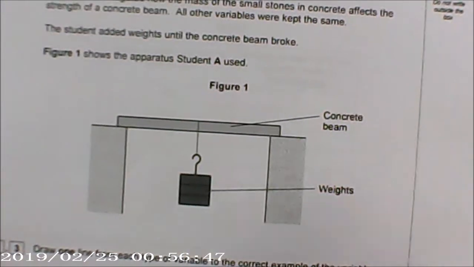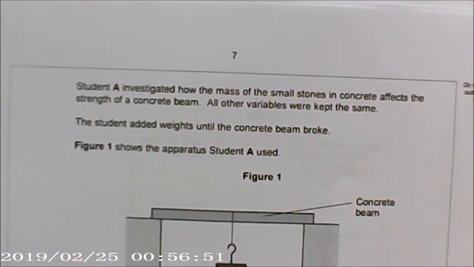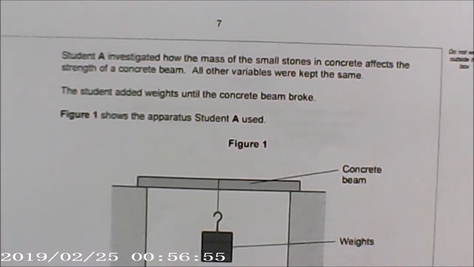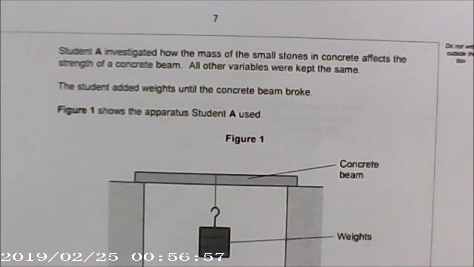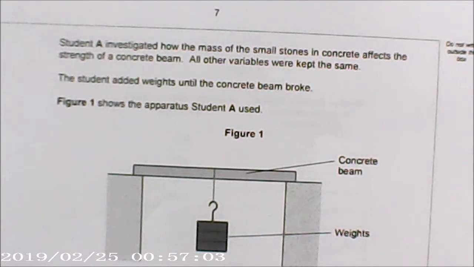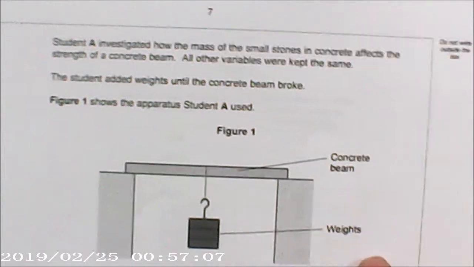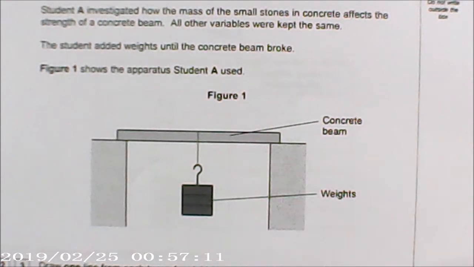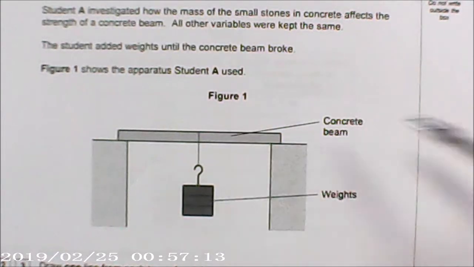Okay, next question. We've got a how science works question. So student A investigated how the mass of the small stones in concrete affects the strength of a concrete beam. All other variables are kept the same, control variables. The student added weights until the concrete beam broke. So they're adding a weight at a time, and they are seeing at what point the concrete beam breaks.